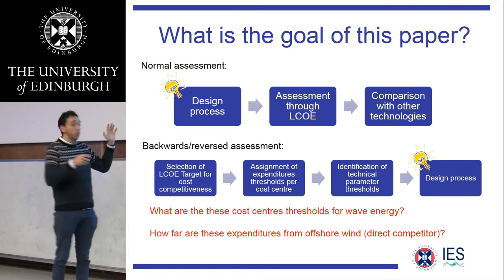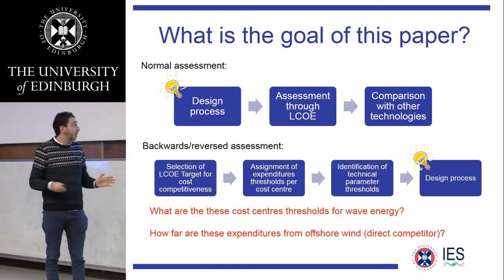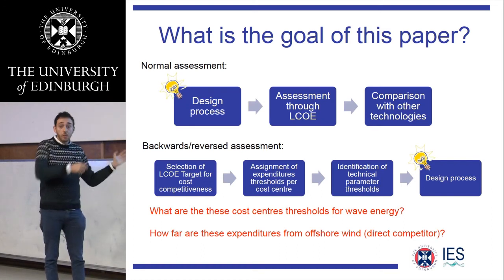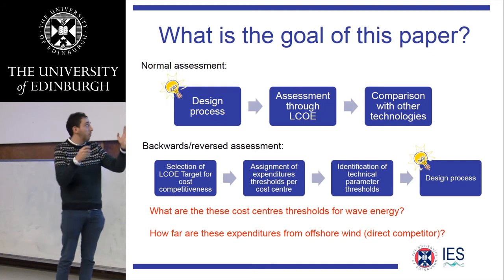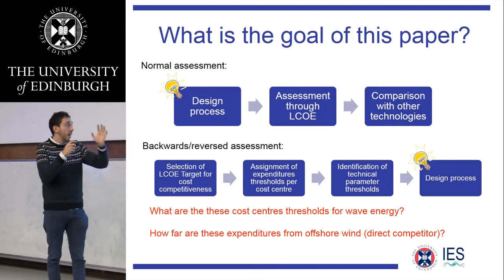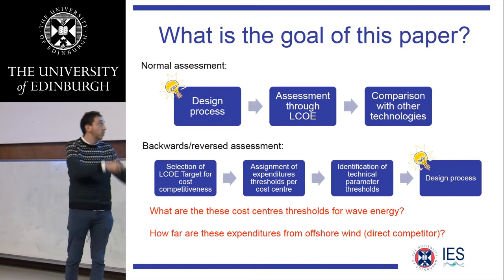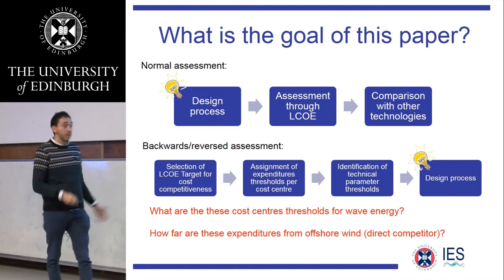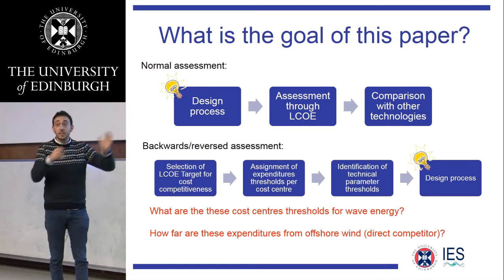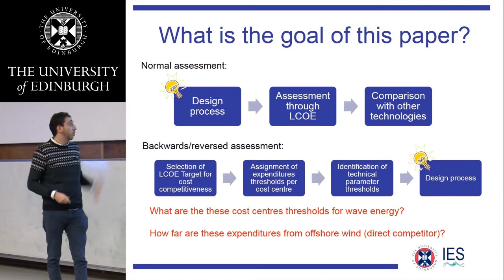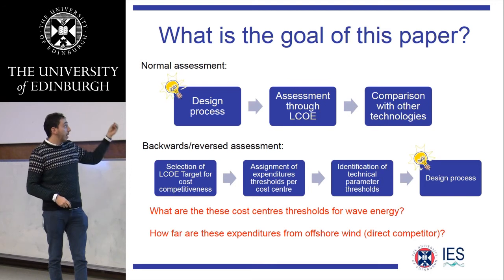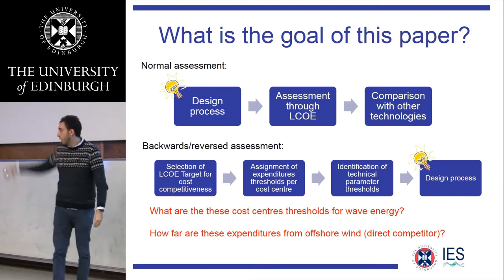We are going to select an LCOE target, then see how this LCOE target assigns thresholds for the cost centers, and how these cost center thresholds translate to technical parameters. And then we design something that fulfills all these conditions. So basically the question is, what are these thresholds within the different cost centers for wave energy?